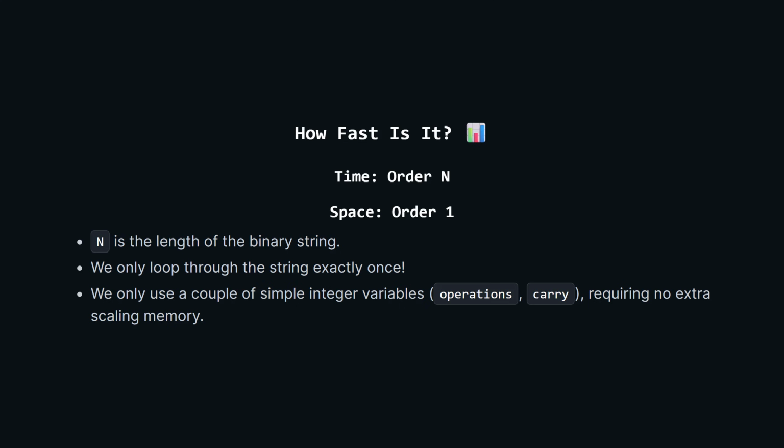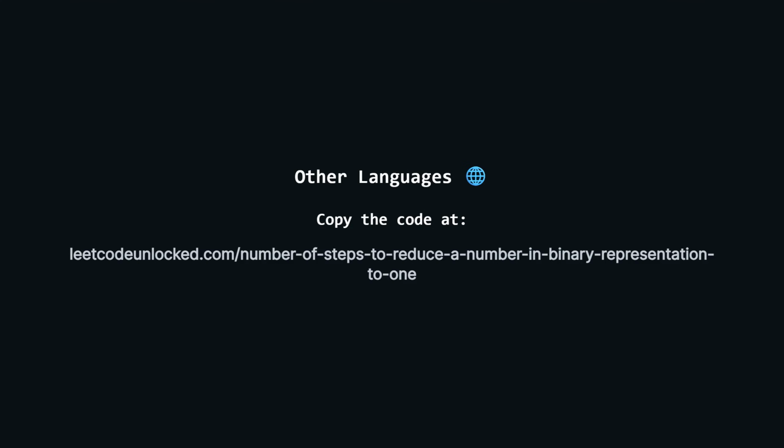The time complexity is order n, where n is the length of our binary string. This is because we simply loop through the characters of the string from right to left exactly one single time. The space complexity is order 1, also known as constant space. We don't create any new lists or strings, we just use a couple of integer variables to keep track of our counts, which takes almost no memory at all. Alright, that covers the Python explanation and the logic behind it.